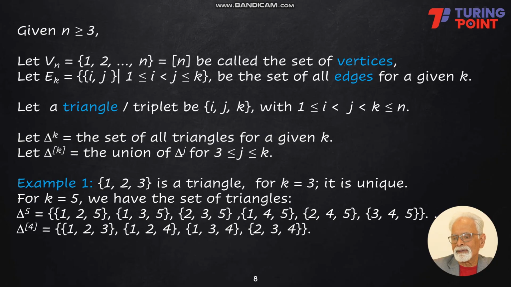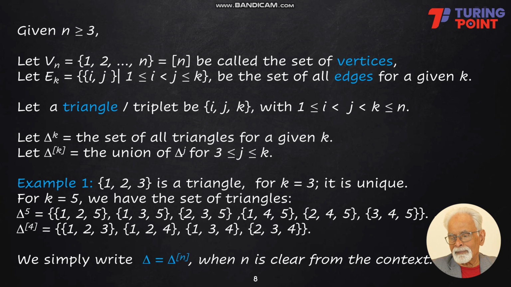With that, I can give some examples which I already talked about. For example, delta 5 is equal to 125, 135, 235, 145, 245, and 345. You can have a look at the other definition, delta [4]. Because it is up to 4, it includes 1, 2, 3, 1, 2, 4, 1, 3, 4, and 2, 3, 4. Next, we can simply write delta [n] as just delta if you know which n we are talking about.